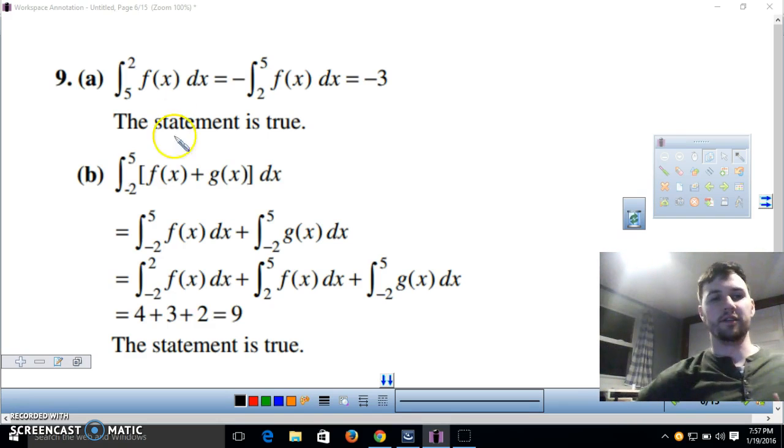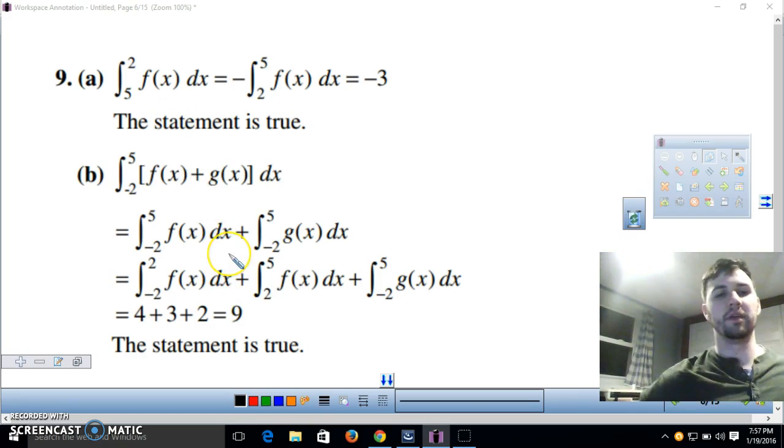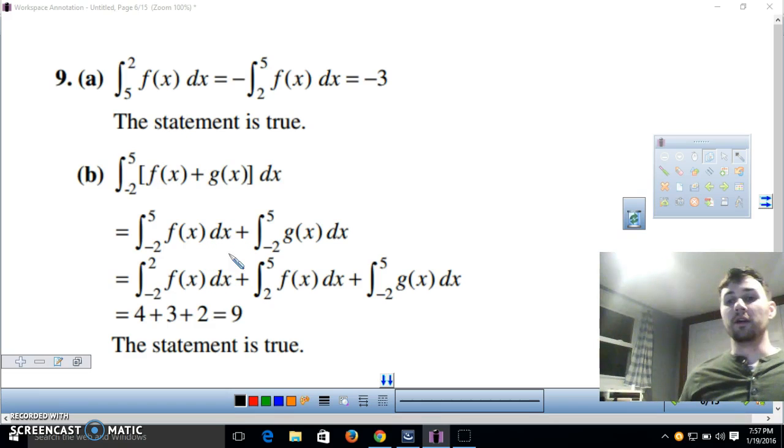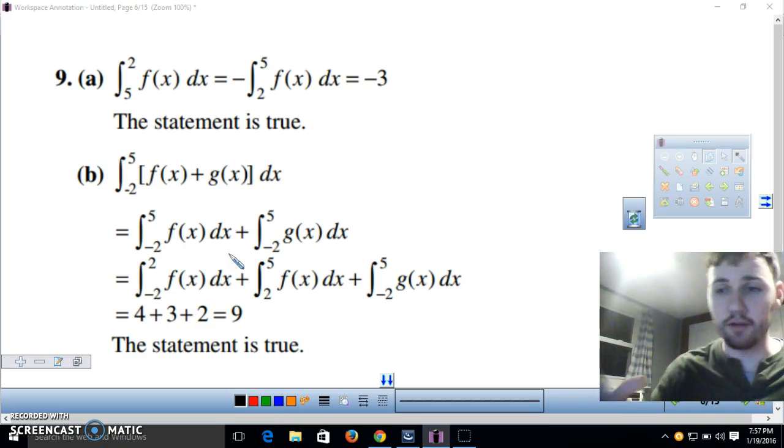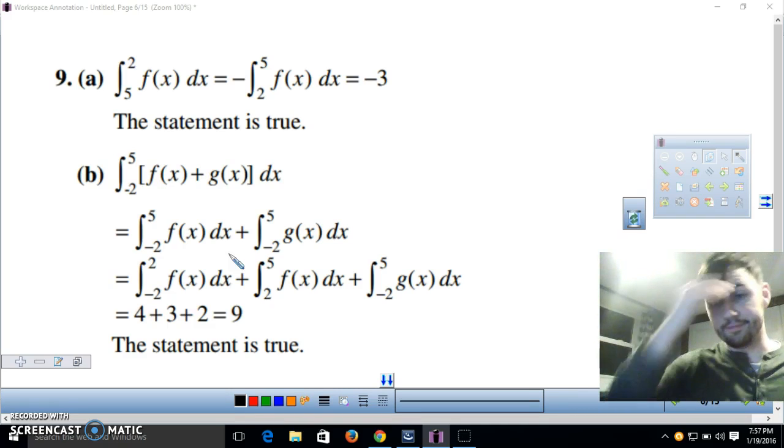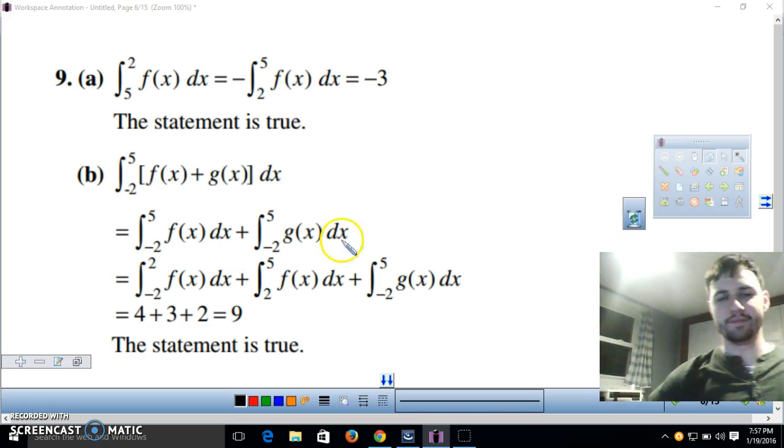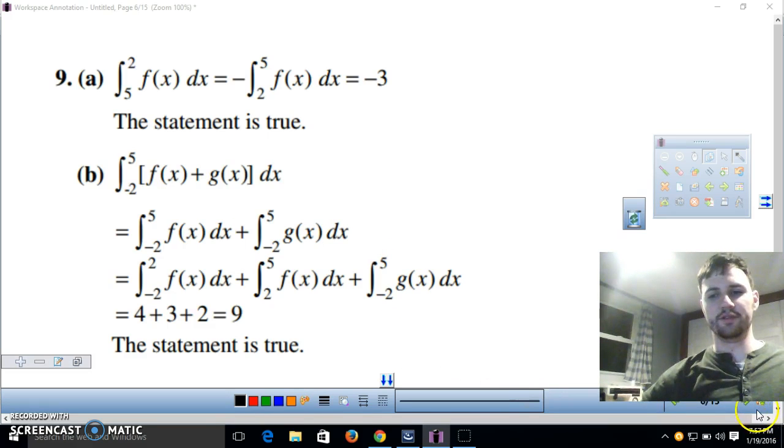B is also true because remember, if you're integrating with respect to the same variable with the same dimensions, the same A and B, you can just add together integrals. It's area. It's like area of a triangle plus area of a rectangle is the area of the whole house. B is true.